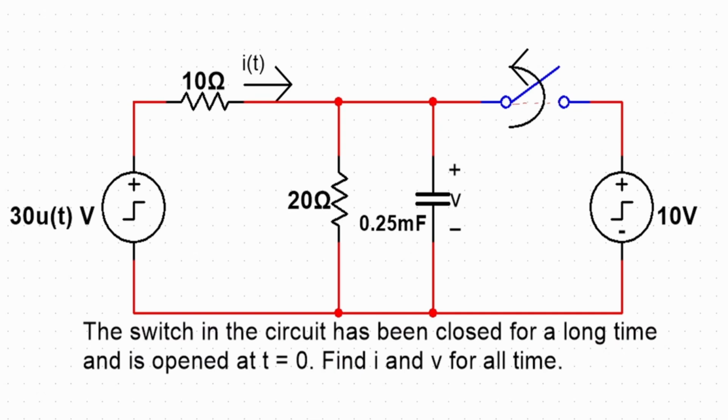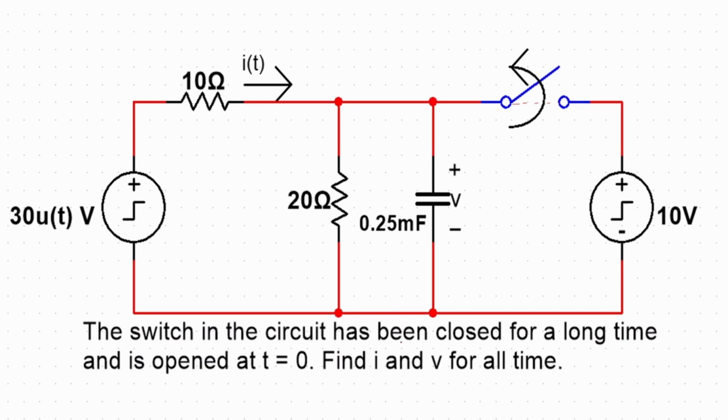Find I and V for all time. So, a couple of things are different here. Now we're dealing with a single pole, single throw switch. It is either closed or open. So it was closed and then it gets opened.